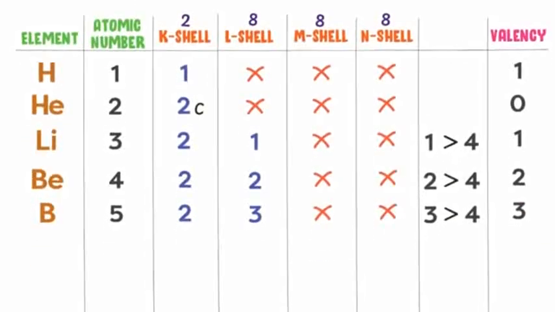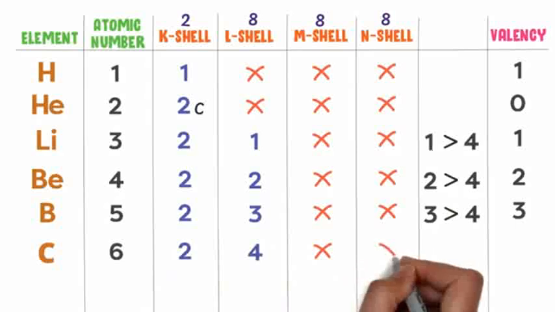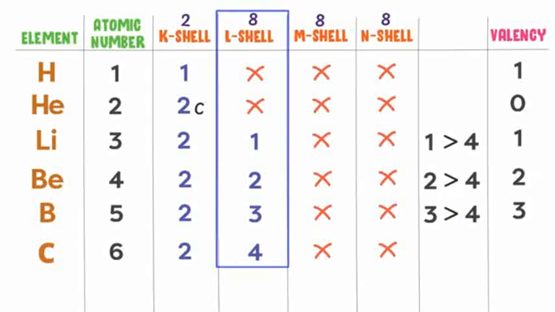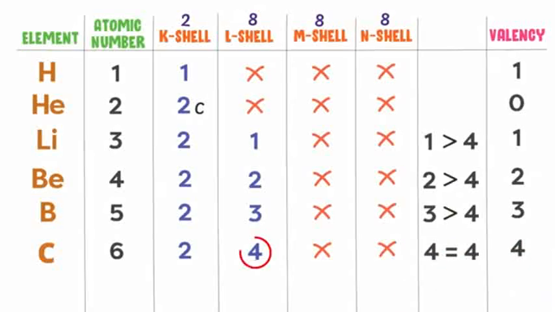The sixth element is carbon and its atomic number is 6. There are 2 electrons in the K shell and 4 electrons in the L shell of carbon. The outermost shell of carbon is L shell. Here 4 is equal to 4, so carbon needs 4 more electrons in L shell to attain stability. Thus the valency of carbon is 4.